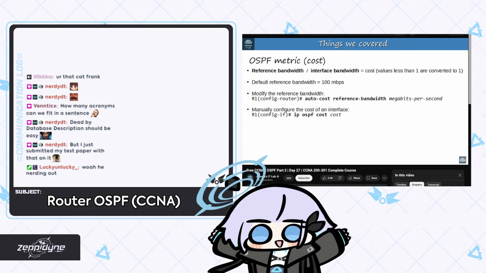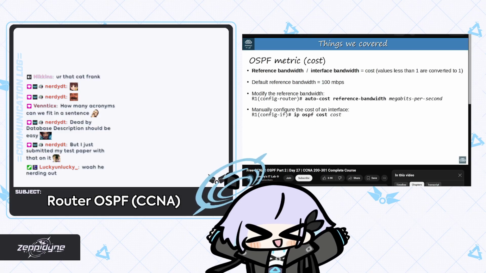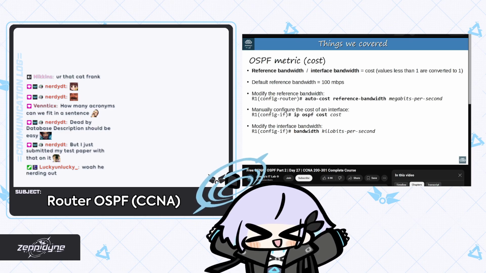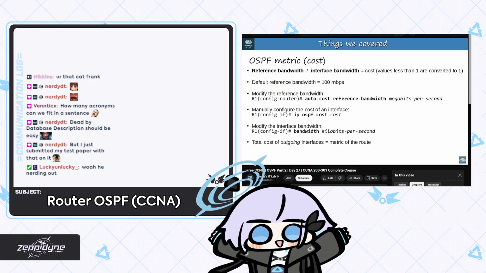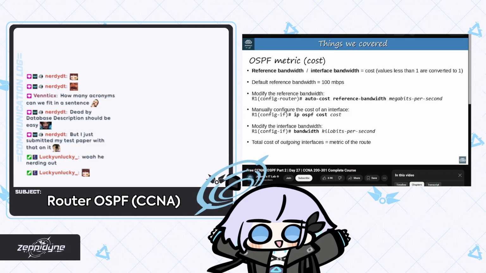You can also manually configure the cost of an interface with the ip ospf cost command. I feel like auto-cost is the best option for this. One more option to modify an interface's cost is to change the bandwidth with the bandwidth command, but that isn't the recommended method. Finally, a route's metric is the total cost of the outgoing interfaces in the route.